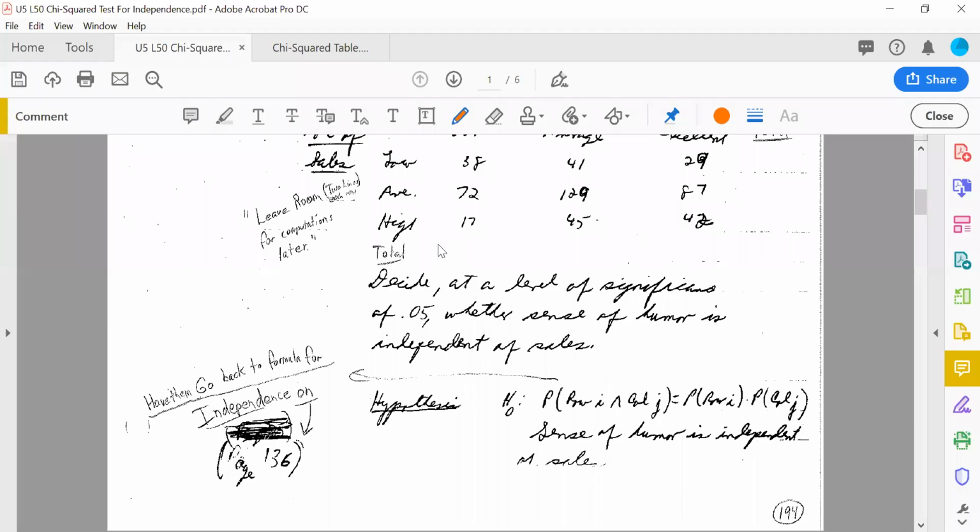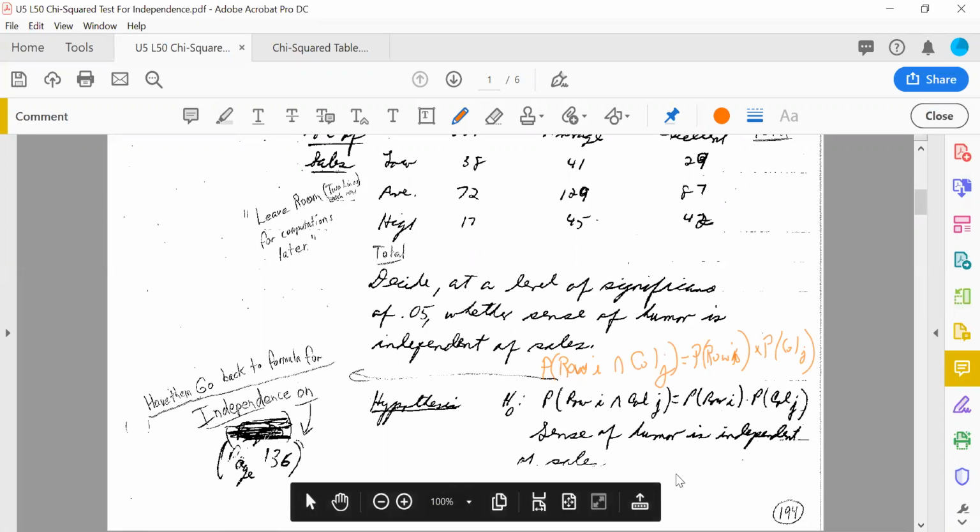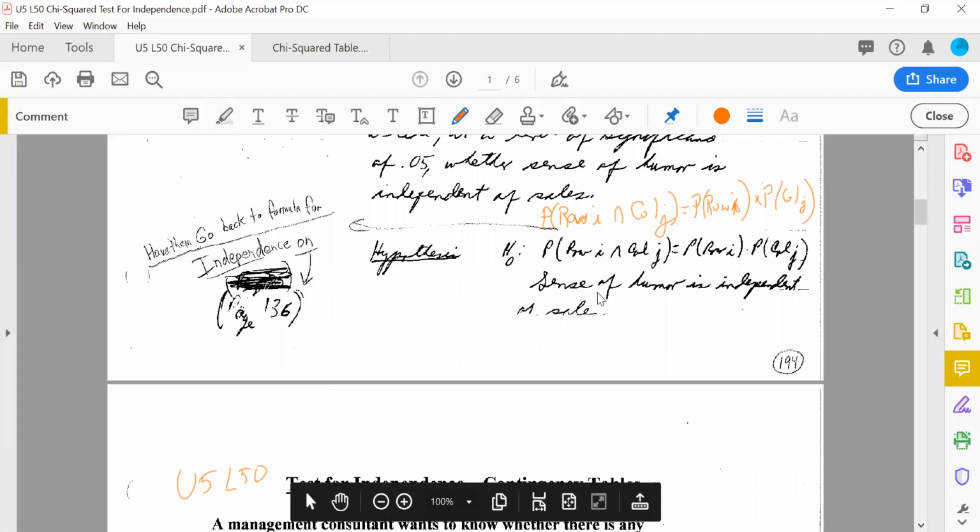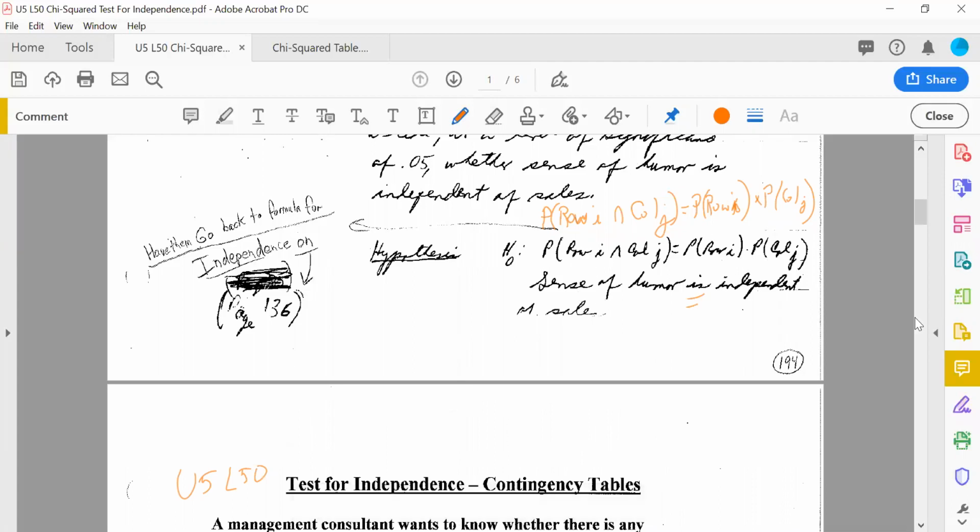Look what Doc Pfeiffer wrote here. Instead of A and B, he did the probability of row I and column J equals the probability of row I times the probability of column J. So instead of using the letters A and B, it's row I. So I represents the rows, J represents the columns. That's it. And again, that's meaningless without a verbal. The verbal is that sense of humor is, in fact, independent of sales.